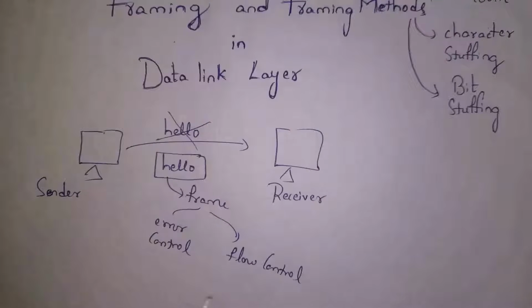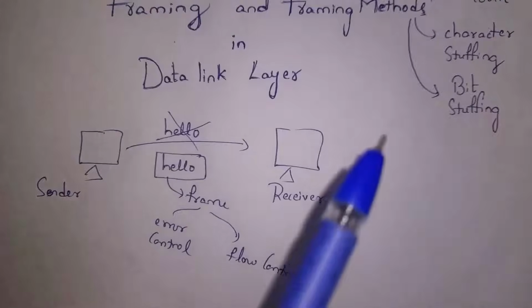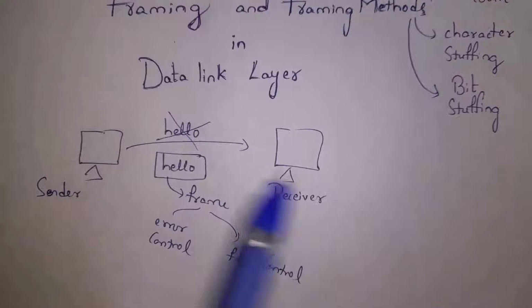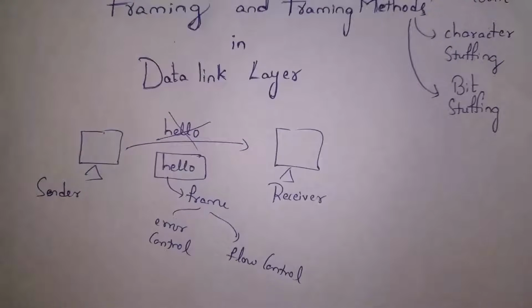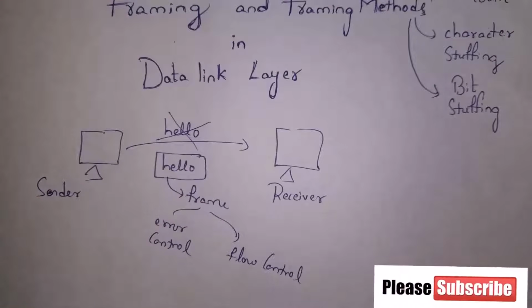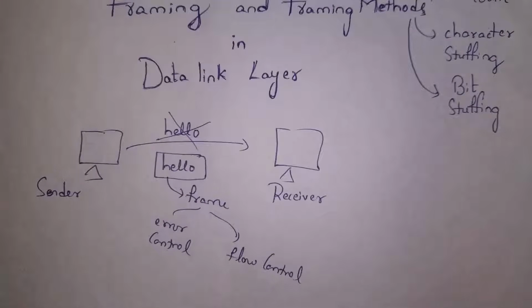Frames will handle error control as well as flow control. Error control means data is successfully transferred to the receiver without any errors. Flow control means that only at the speed the receiver can handle will the sender send data. So the data link layer handles error control as well as flow control by using framing.